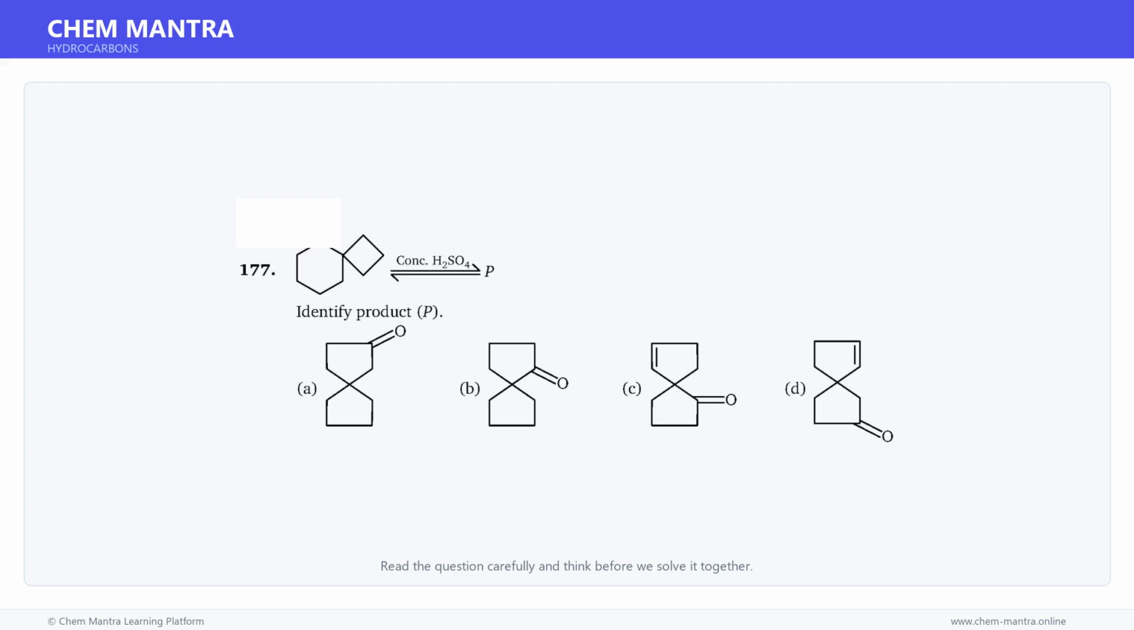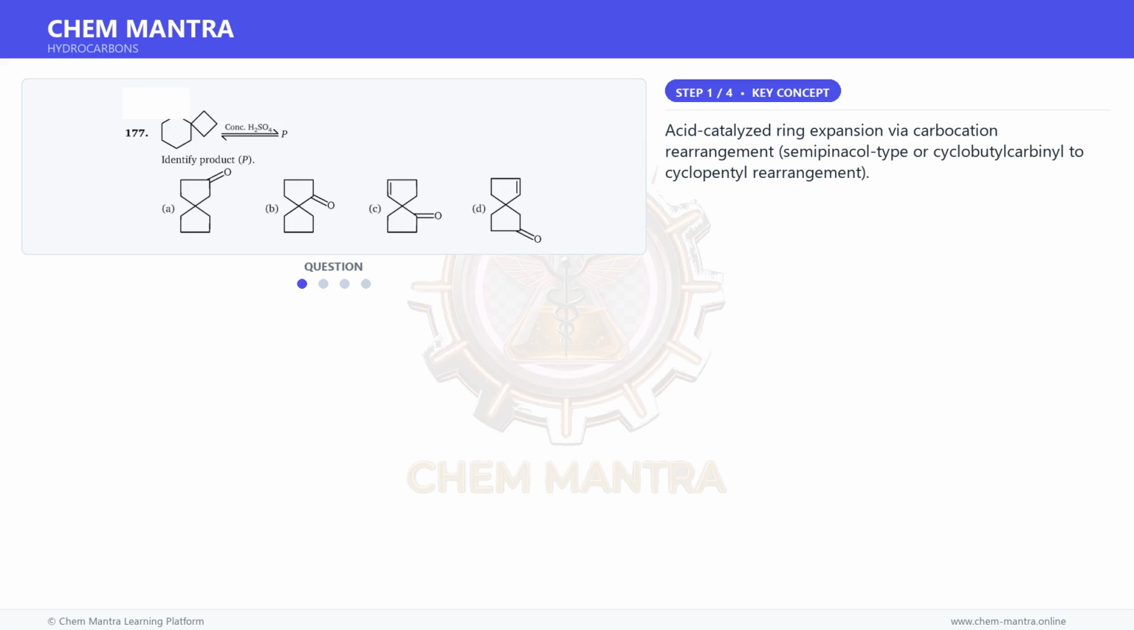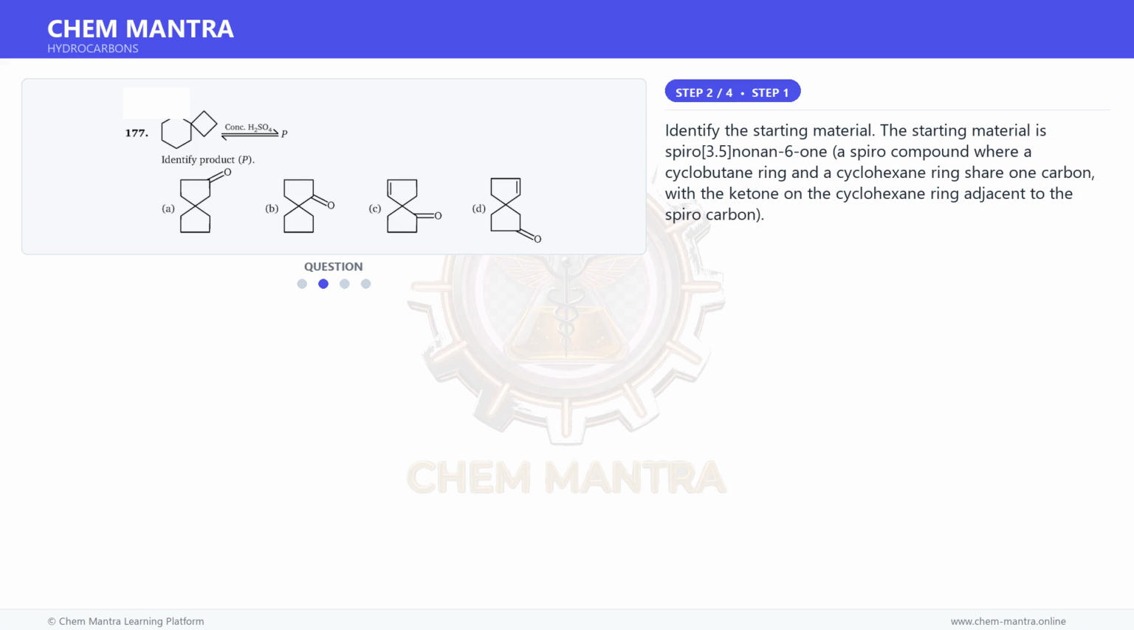Here is a question. Read it carefully and think about the answer. Let us solve it step by step. Let us first understand the key concept here. Acid-catalyzed ring expansion via carbocation rearrangement, semipinacol type, or cyclobutyl carbonyl to cyclopentyl rearrangement. Moving on to the next step.